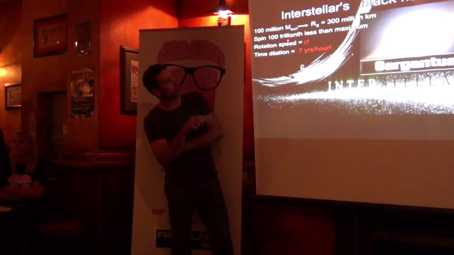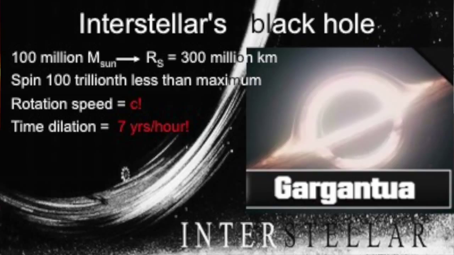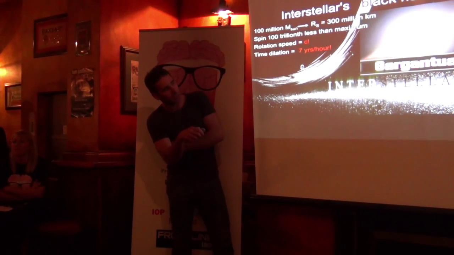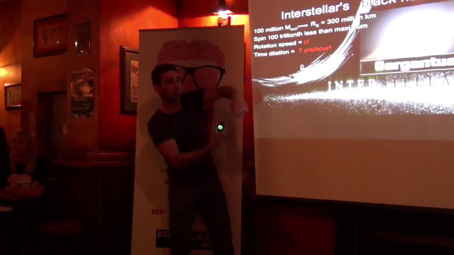It's spinning almost at the speed of light. This is the only way they could get the 7 years to 1 hour time warping in the movie. And finally, let me go back to this. This is the best part. This is a real visualization of that accretion disk that I showed you.